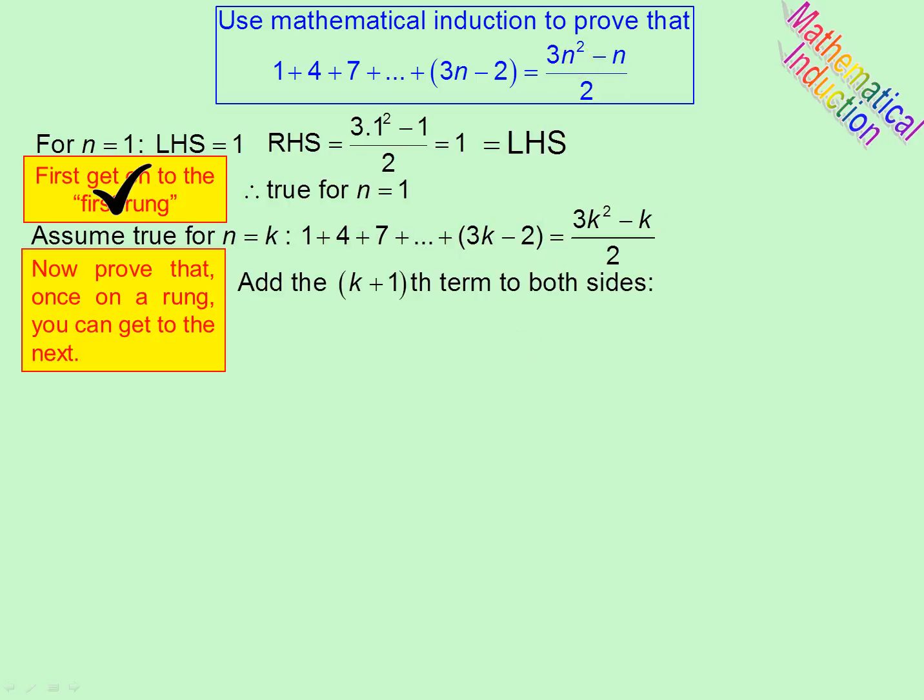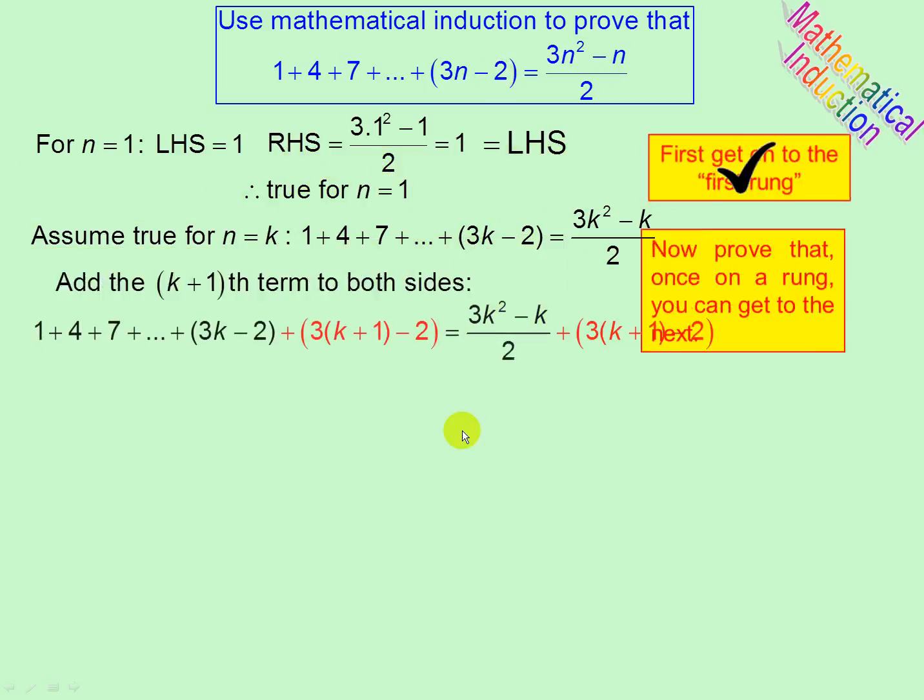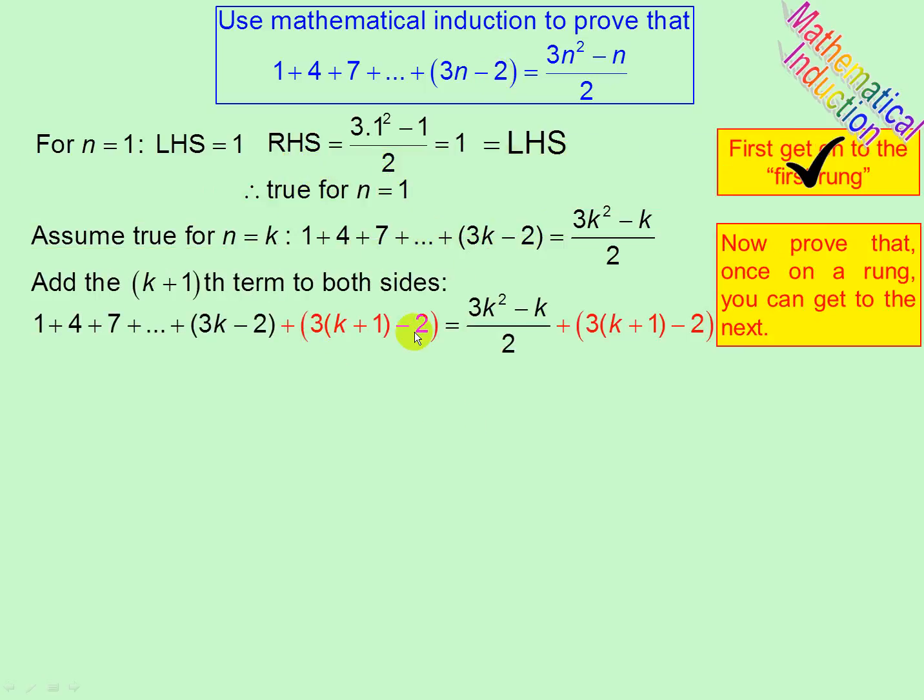Add the k plus 1th term to both sides. Well, there we are. There's the term, so therefore 3 times k plus 1 minus 2. Notice once again that there it is. We haven't taken anything out. We haven't replaced anything. I've added a new term. And I've added the same to the right-hand side. There's the right-hand side, and I've added the same to it.